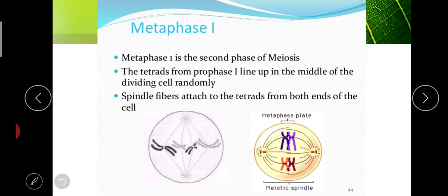Next is metaphase 1. So far we have seen prophase 1. In metaphase, what did we see in mitosis? The chromosomes arrange in the equatorial position of the metaphase plate with the help of the spindle fibers. The two chromatids of the chromosomes do not separate, because the centromere does not divide.